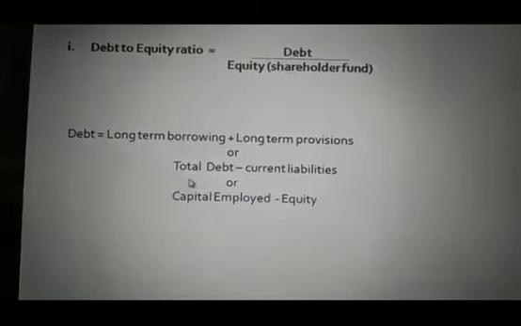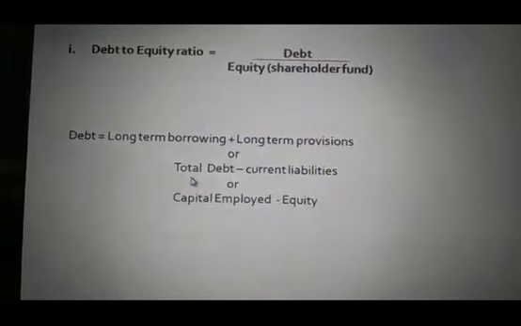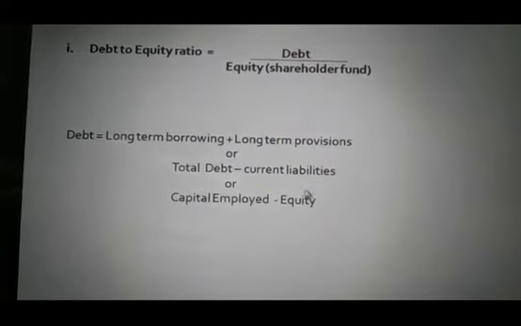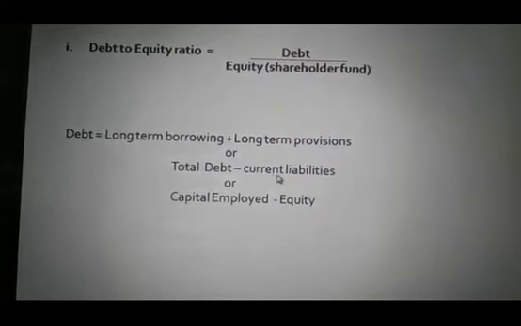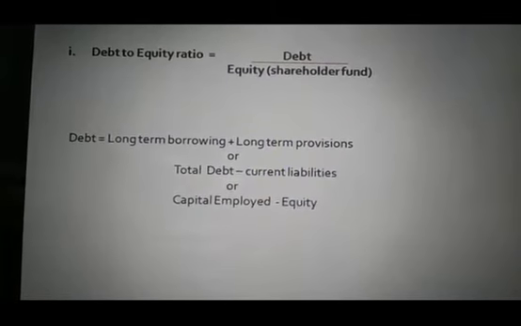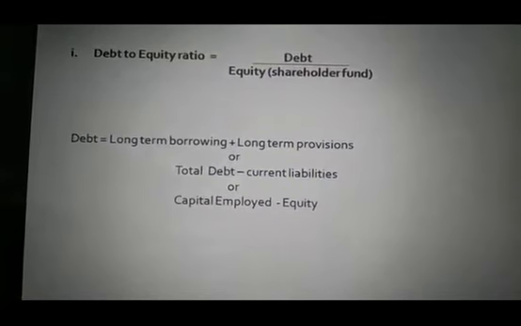Achha, one more way to find the debt. If the question gives us total debt, then we have to reduce current liability from it. Why is current liability reduced? Because it is a short term obligation that we have to pay. This is a short term liability, that's why we are deducting it. One more way: capital employed minus equity. When it comes in a question, we will solve it.